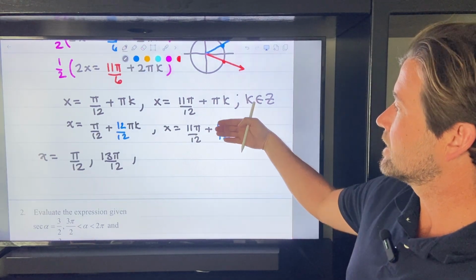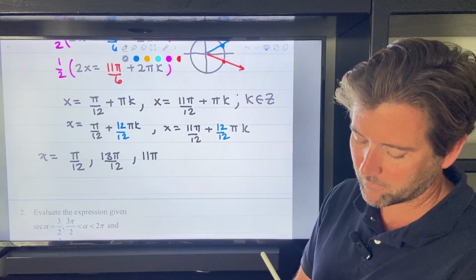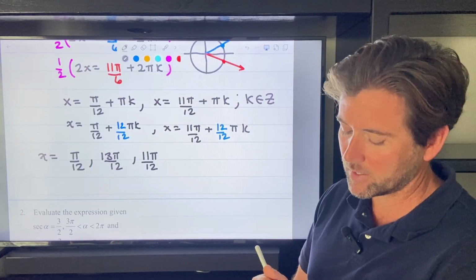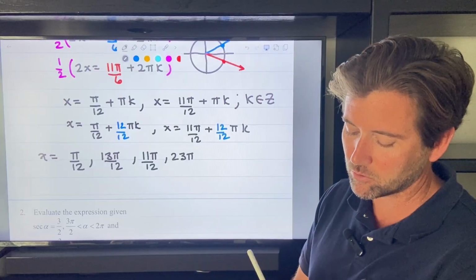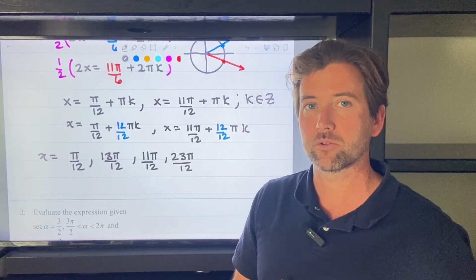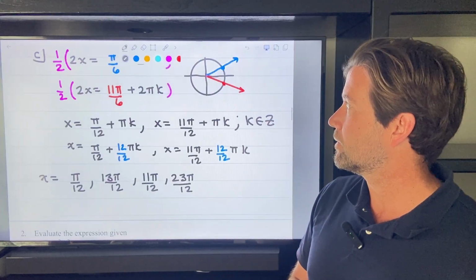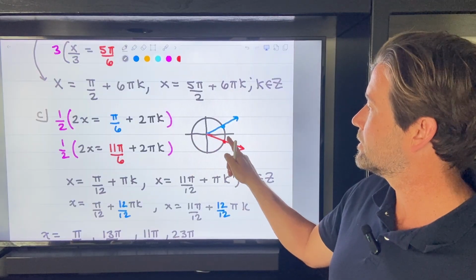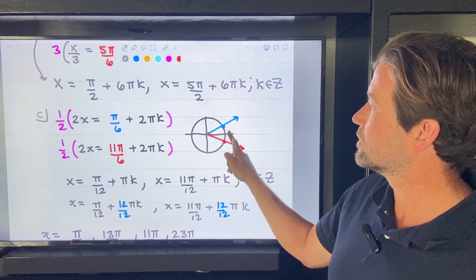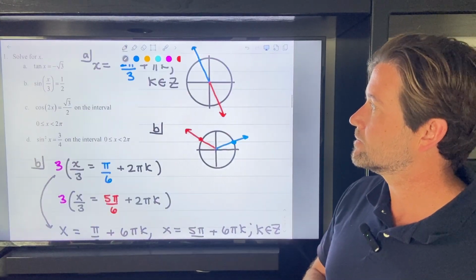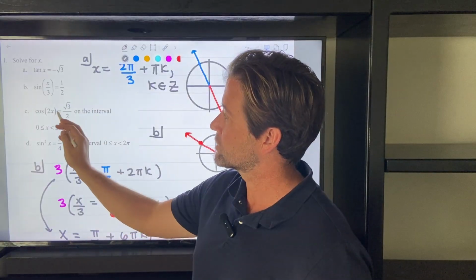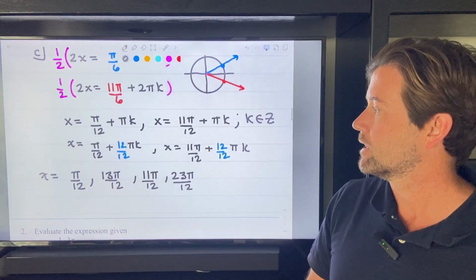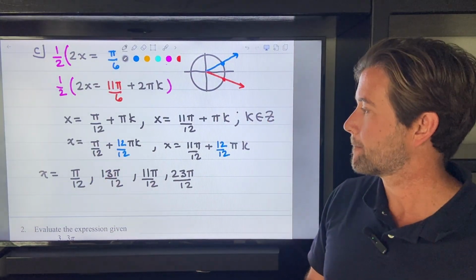Plug in 0 for k here, we get 11 pi over 12. Plug in 1 for k, we get 11 pi over 12 plus 12/12 pi is 23 pi over 12. That's really close to 2 pi. 12 almost divides into 23 2 times. Now, if I look from 0 to 2 pi, I see 2 angles, 1, 2. So looking at the equation, I think there's 2 answers times 2. I should be expecting 4 solutions to this problem. That's my expectation. And I see that right here. 1, 2, 3, 4.